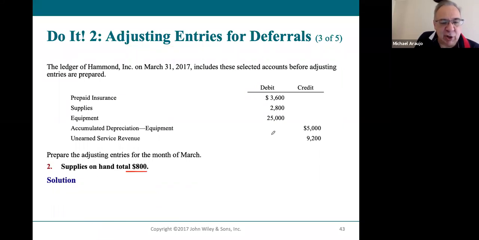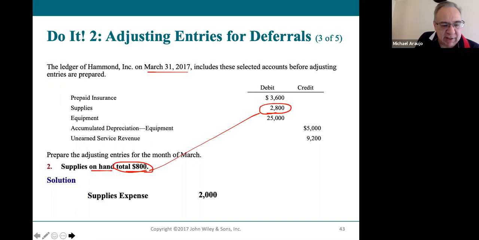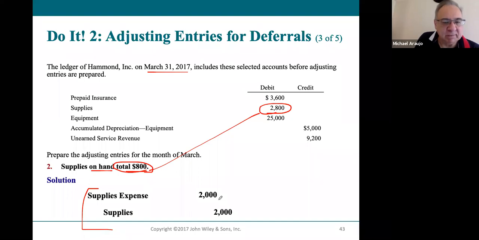Supplies on hand. So look, we had $2,800 of supplies at the beginning of March. We're at the end of March. We've got $800 left. On hand means what we have left. So obviously we've used the difference. If we've used it, we can expense it. So our expense here is going to be $2,000 supplies expense, and we're going to credit supplies because we no longer have those. So we have to adjust our asset as well as claim the expense.